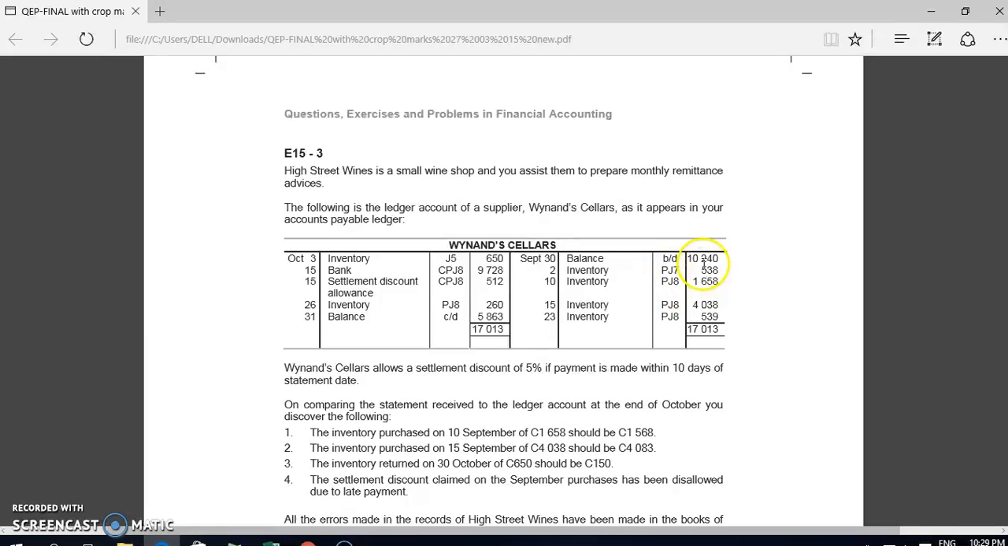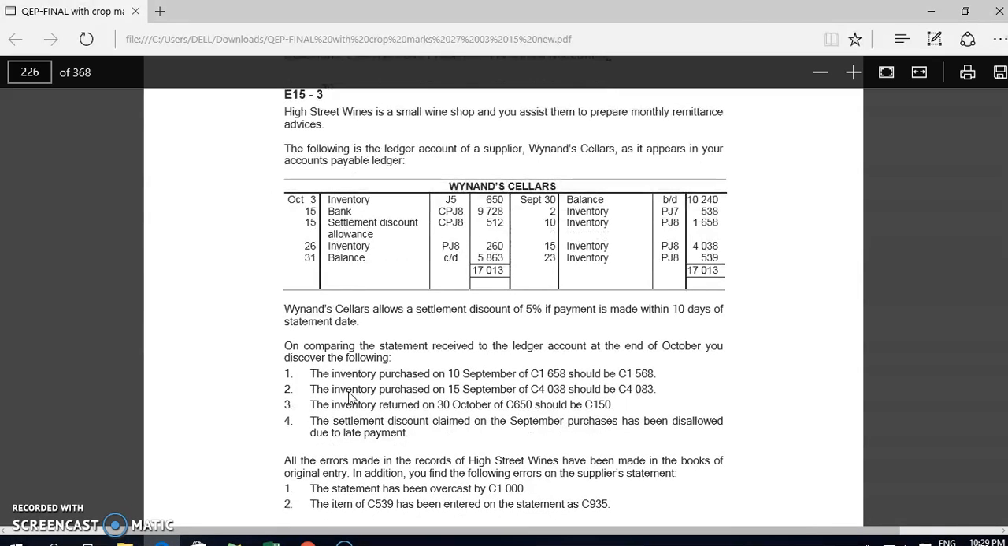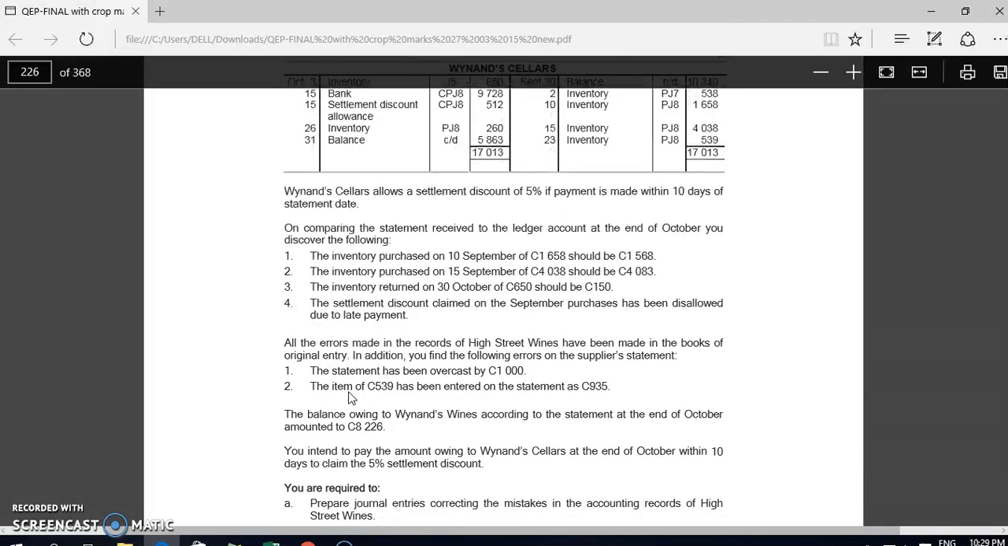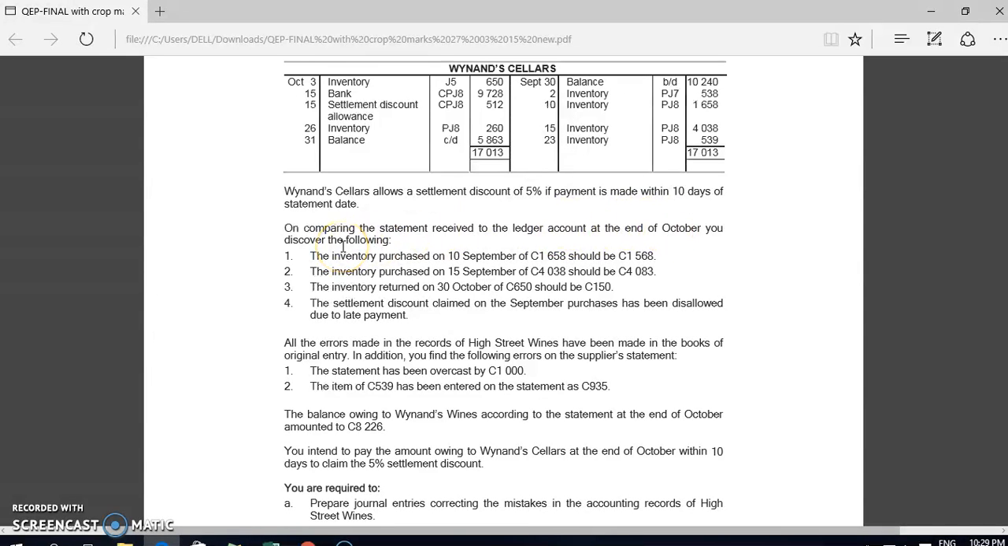Opening balance, of course, on the credit side being a liability with 10,240. These are, of course, purchases made, any returns or payments made, as well as we can see we have a settlement discount. So now it says Finance Sellers allows a settlement discount of 5% if payment is made within 10 days of statement date. So if you pay within the 10 days, then of course you qualify for the 5% settlement discount. On comparing the statement received to the ledger account at the end of October, you discover the following.